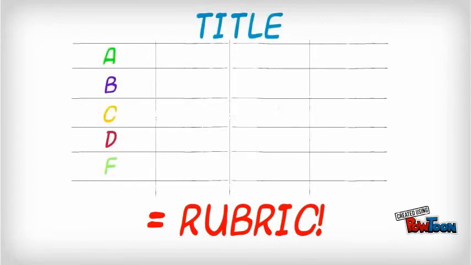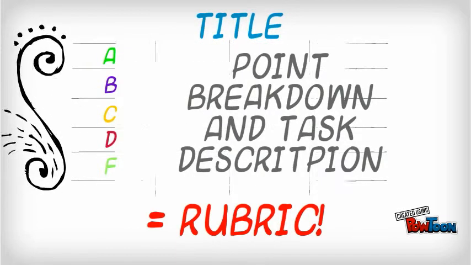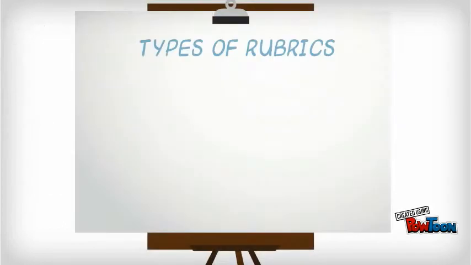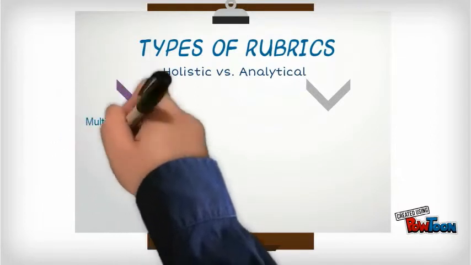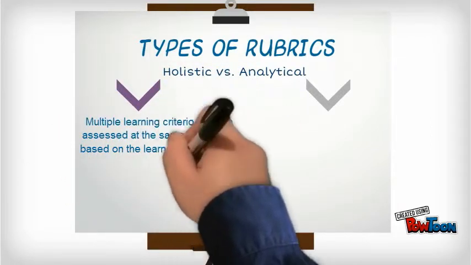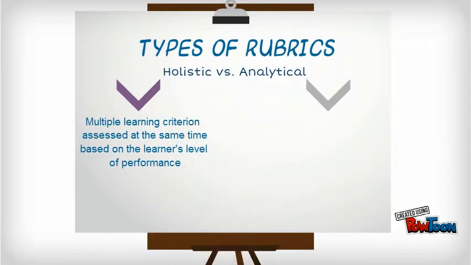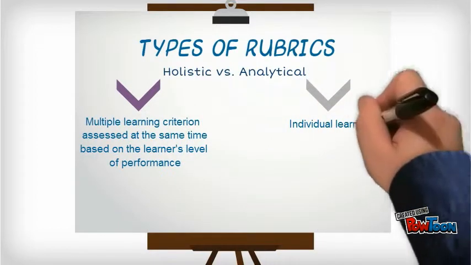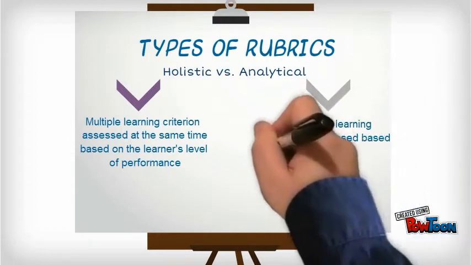We're able to look at the types of rubrics, such as holistic versus analytical. Holistic rubrics take multiple learning criteria and assess everything at the same time, at the learner's level of performance, while analytical takes the individual approach, with individual learning criteria being assessed on the learner's level of performance.